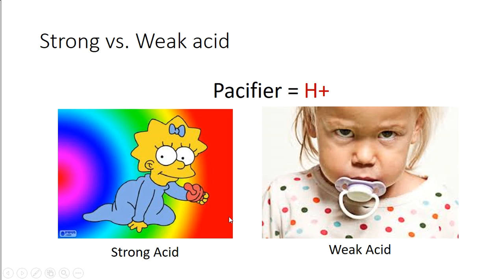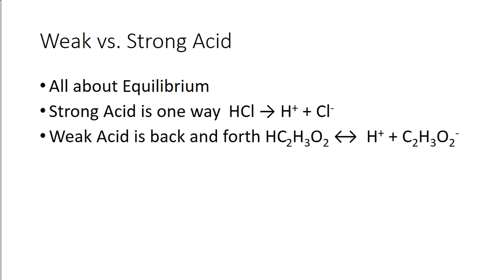All right. So we talked strong and weak up here, and what's the difference between strong and weak? Well, if you think of a pacifier here as the H plus that these 2 acids are trying to give away, Maggie here would be a strong acid. It's very easy to get that H plus from her. She'll give it to you in a heartbeat. This baby here, on the other hand, even though it does have that H plus, it's not going to give it to you that easily. That is a weak acid. You can get it from it. It's just not as frequent as you can from a strong acid. So that's the image that I present to you as the difference between a strong acid and a weak acid. But that also goes back to equilibrium.